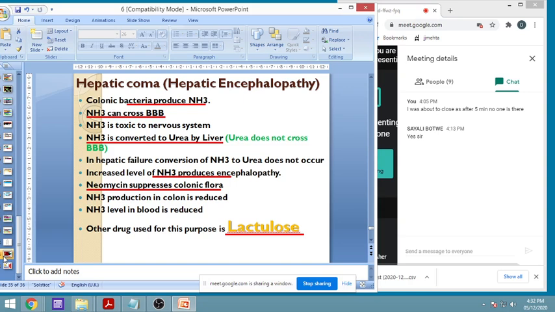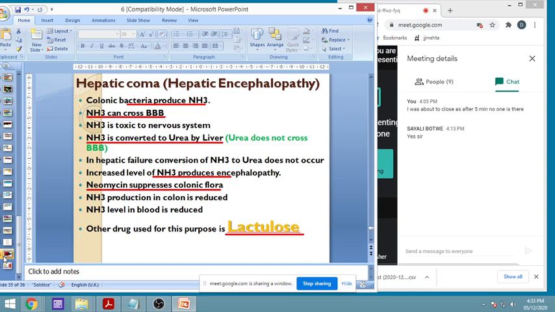The colonic bacteria are responsible for the production of this ammonia. If we destroy these colonic bacteria, then ammonia will not be produced. Ammonia is toxic to the nervous system. It is converted to urea by the liver, but the liver is not functioning in liver failure, so that will not occur. Increased ammonia levels will produce encephalopathy, that is, damage to the brain. Neomycin suppresses the colonic flora, so ammonia production in the colon is reduced.